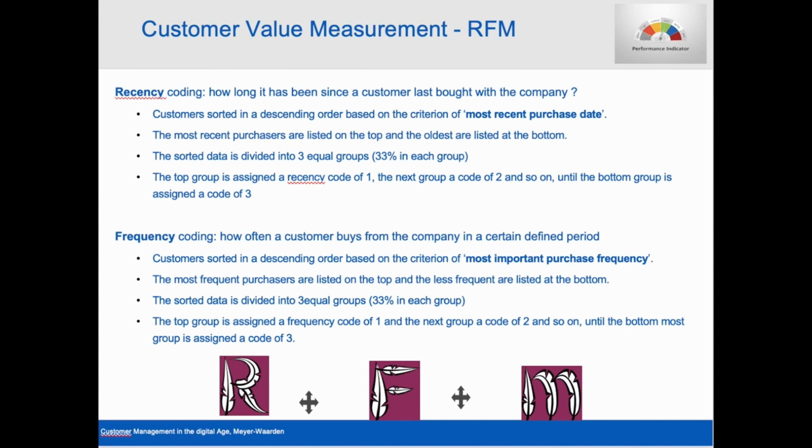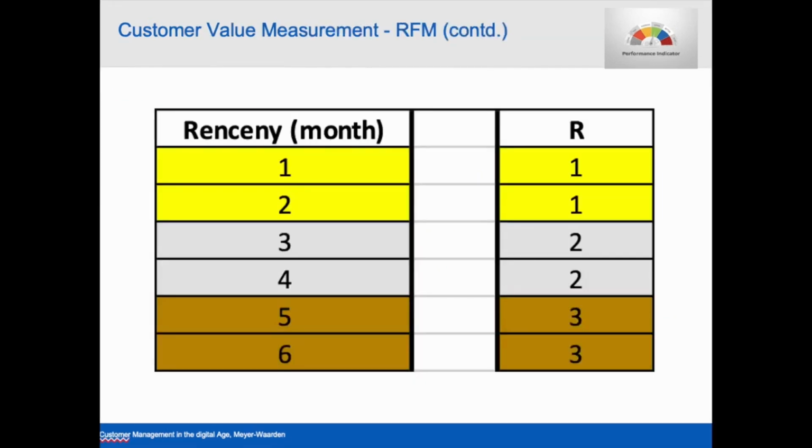Recency means how long it has been since the customer last bought from the company. So for example, 1 week, 1 month, 6 months, etc. To have this information in the database, you can sort the customers in ascending order according to most recent purchase date. You have the customers who bought recently in the upper part of the database, and those who did not buy recently, the oldest ones, are listed in the lower part of the database. And then you will divide the sorted data into 3 groups, one third in each group, and you assign a mark from 1, the best mark, then 2, 3.